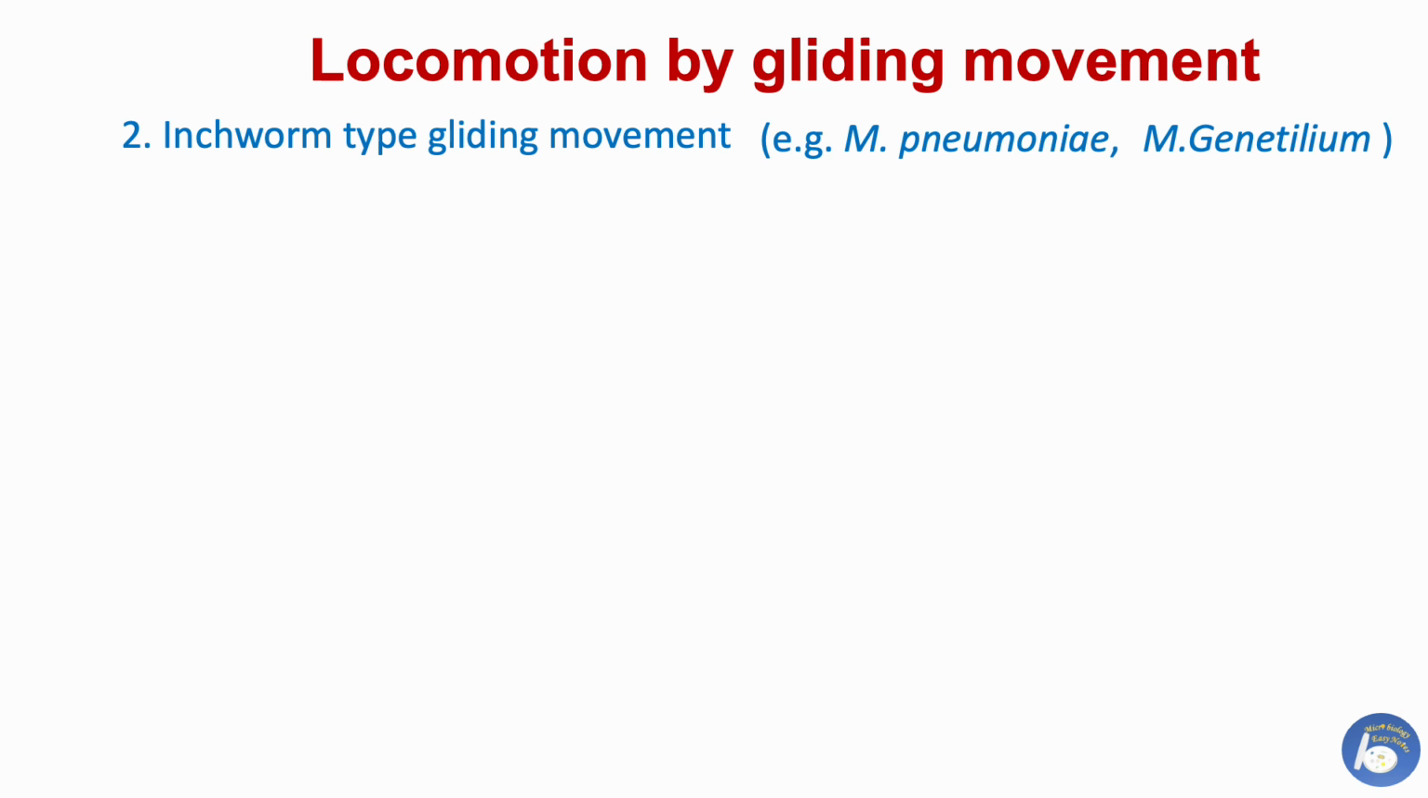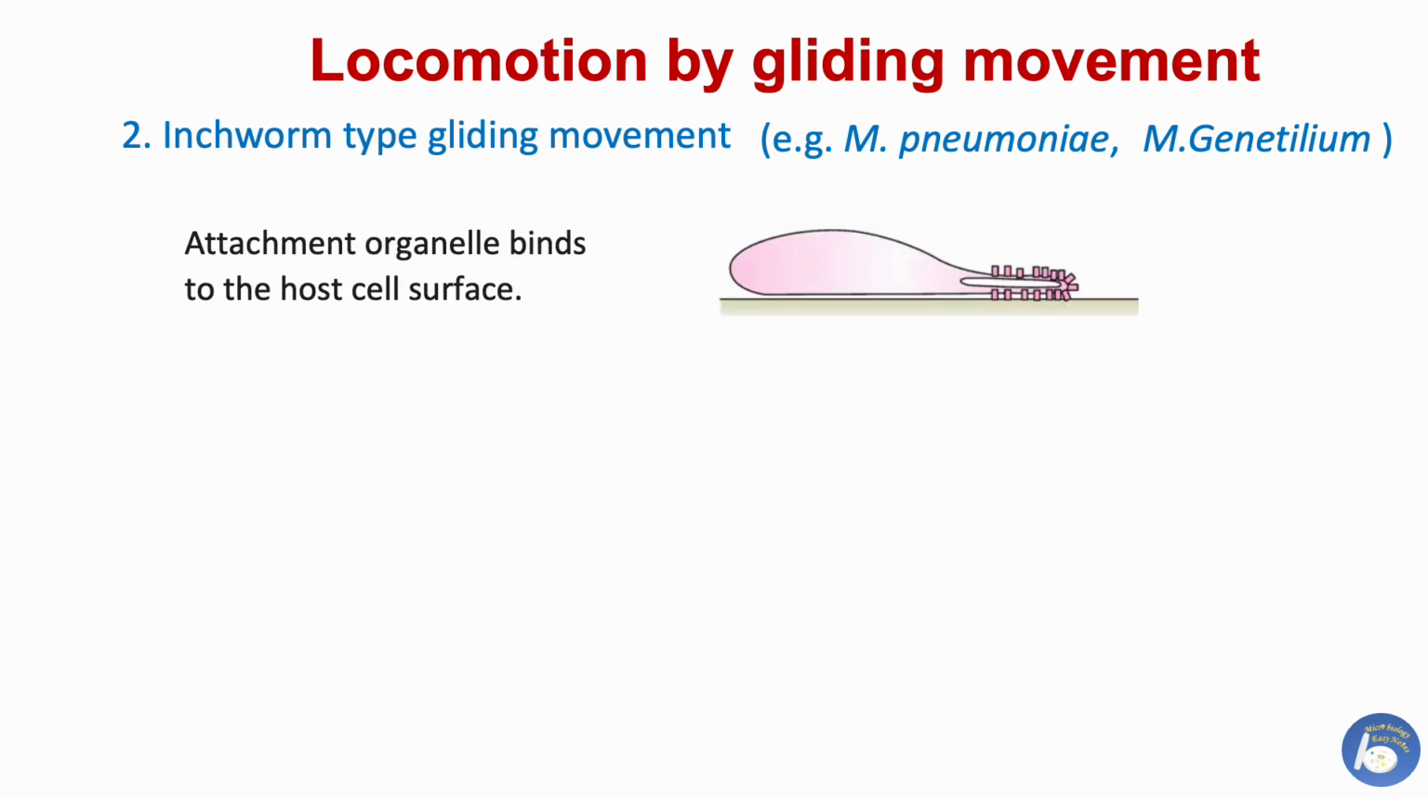The second mechanism is called the inching model. This type of locomotion is found in human pathogens like M. pneumoniae and M. genitalium. It is significantly slower than the M. mobile type. These species have a distinct, pointed structure at one end of the cell called the attachment organelle. This organelle contains a dense internal core made of proteins like P1, P30, and P40. These proteins act as adhesins.